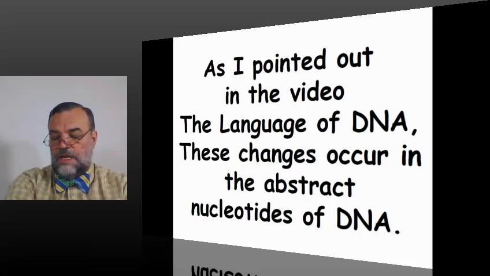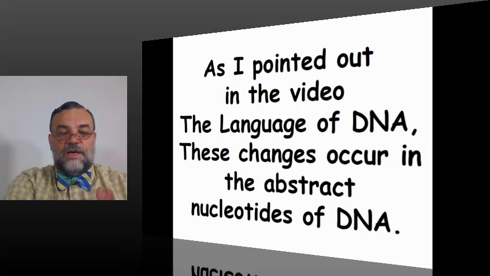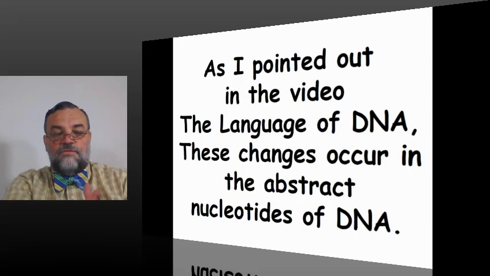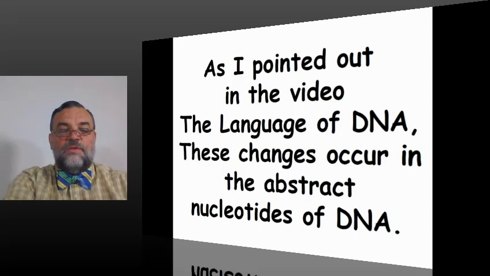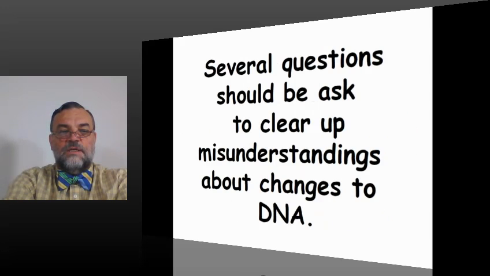In the language of DNA, it's pointed out that the nucleotides are just like letters in an alphabet from which words are made, and from those words, in this case, proteins are made by the sequence of amino acids. So these changes occur in the abstract nucleotides, very similar as if we had some text and we start kicking around some letters, adding letters, deleting letters, swapping letters, inverting letters. Not far from that when we talk about changes in DNA.